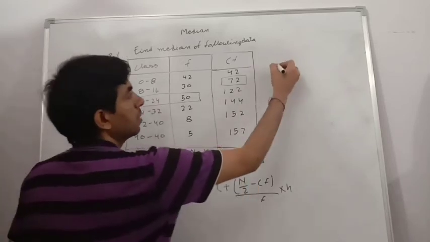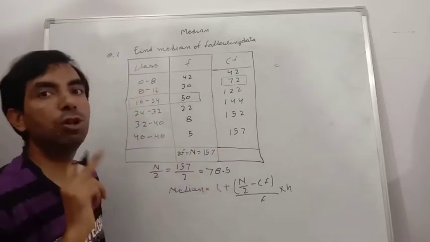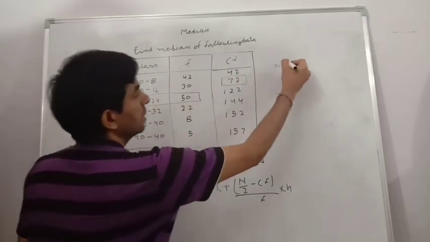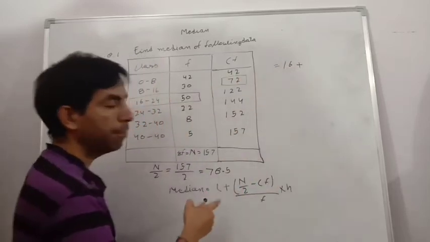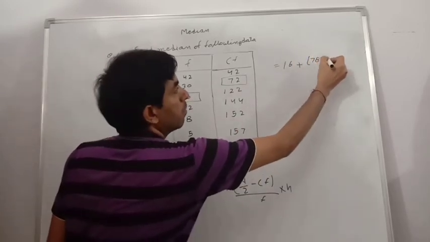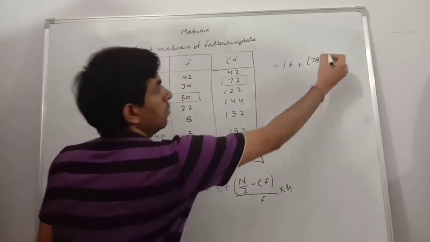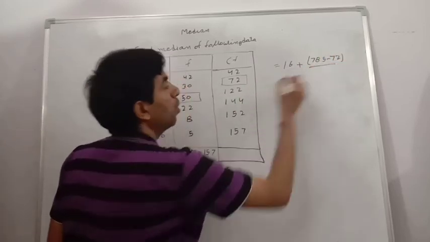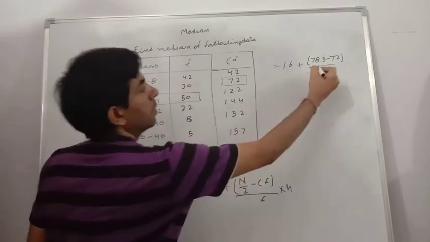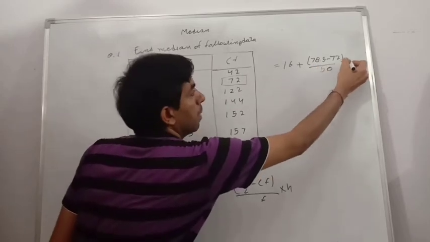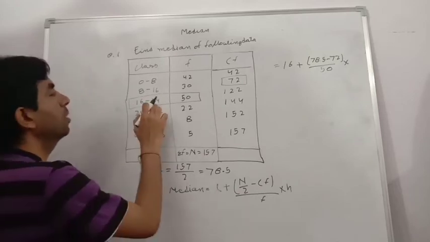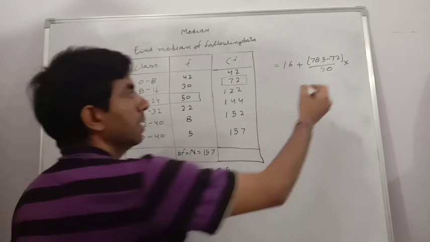Now we solve it. First, L. L means the lower limit of the median class. Here the lower limit of the median class is 16. So L is 16 plus n upon 2, which is 78.5, minus CF, which is 72, upon F. F means frequency. Here the frequency in the median class is 50, multiply H. H means the difference of the median class, that is 24 minus 16 is 8. So write 8.